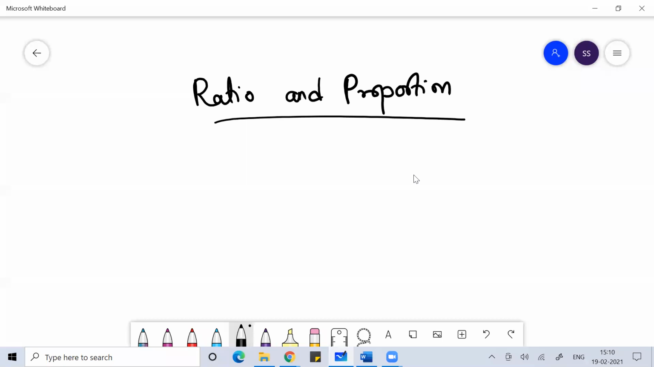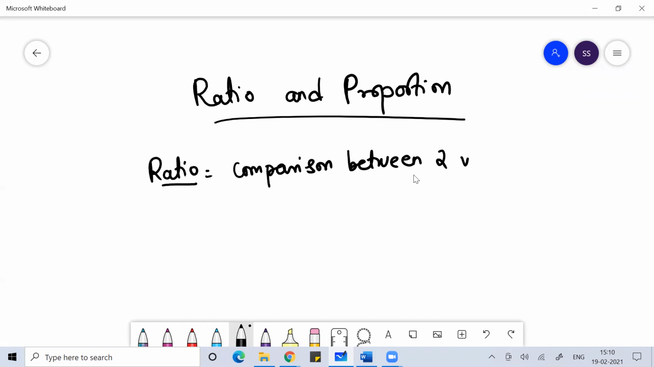Competitive exam. So when we talk about ratio and proportion, first we need to understand the term called ratio. So what is basically ratio? Ratio is a comparison between two variables.